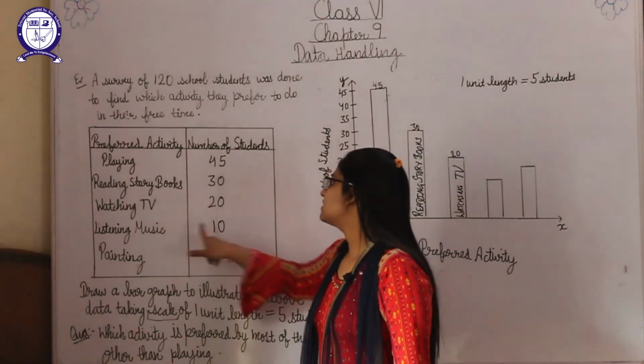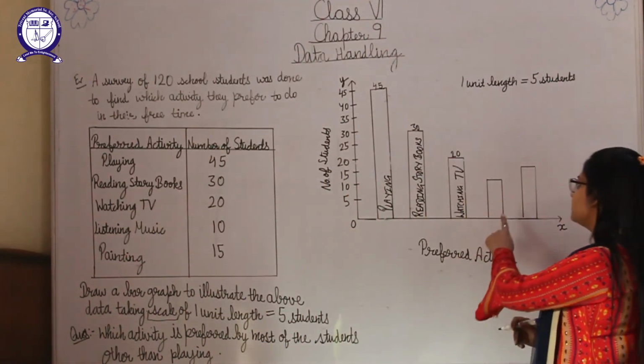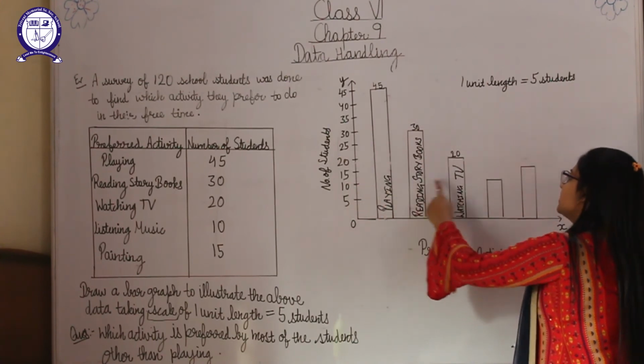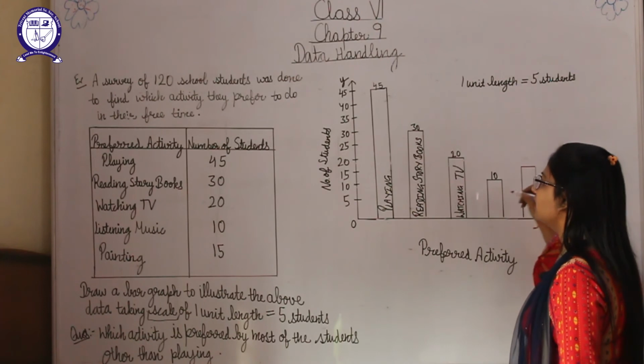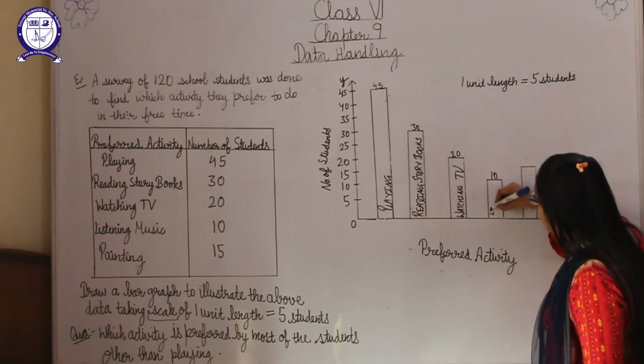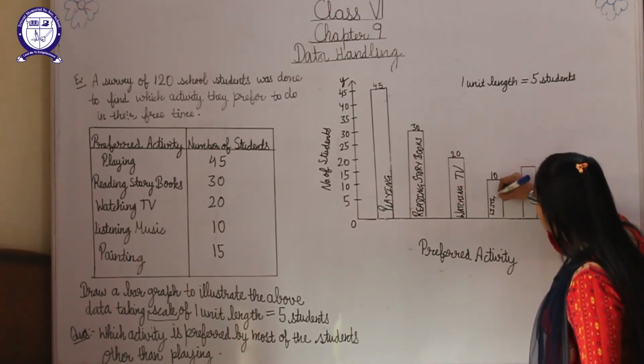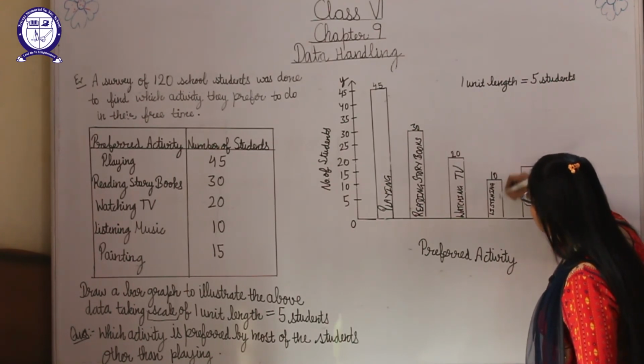Now the next one is listening to music. So the next bar is up to 10. If you check, it is parallel to 10 here. So from 0 we have to make it up to 10. And we will write here listening to music.